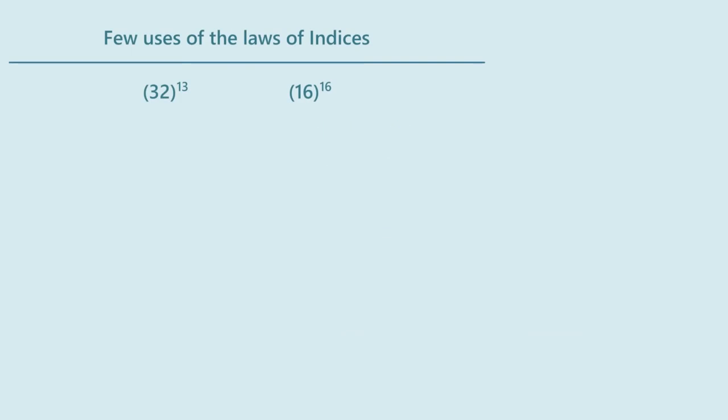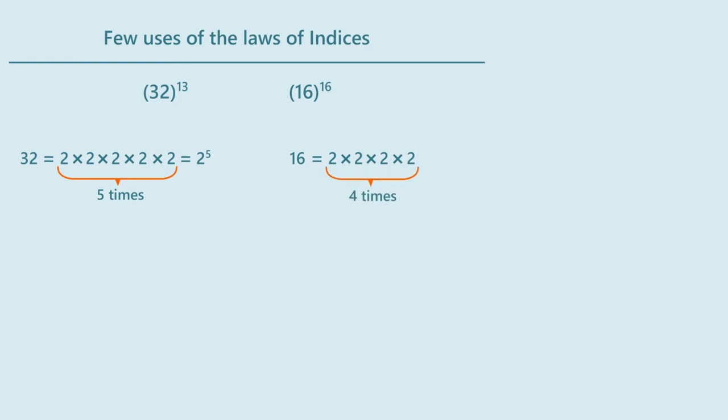Now, returning back to our original problem of comparing 32^13 and 16^16, if we can convert both of the numbers to the index form with same base, it will be simpler to compare them. Observe that 32 and 16 both are powers of 2 and can be written as 32 is equal to 2 into 2 into 2 into 2 into 2, that is 2 multiplied with itself 5 times. Hence equals 2^5, and 16 is equal to 2 into 2 into 2 into 2, that is 2 multiplied with itself 4 times, hence equals 2^4.